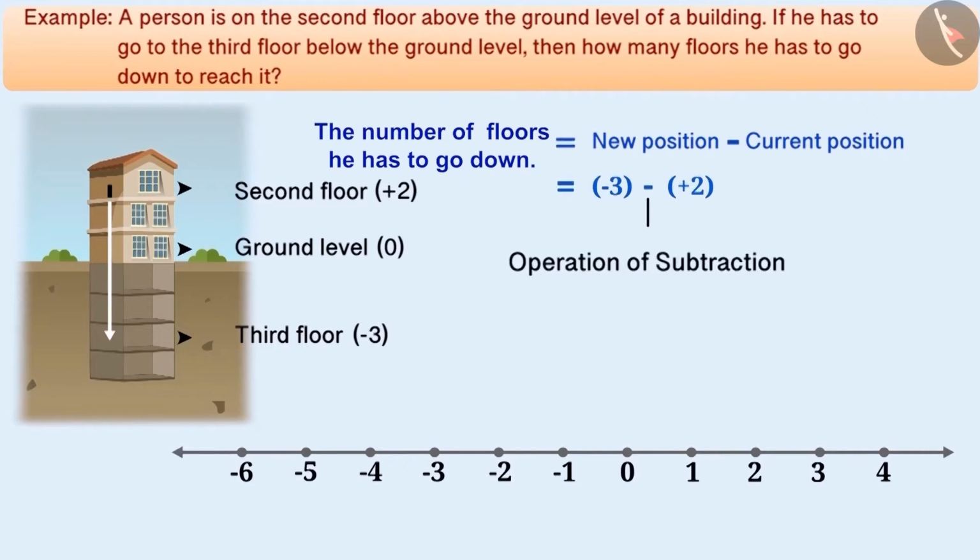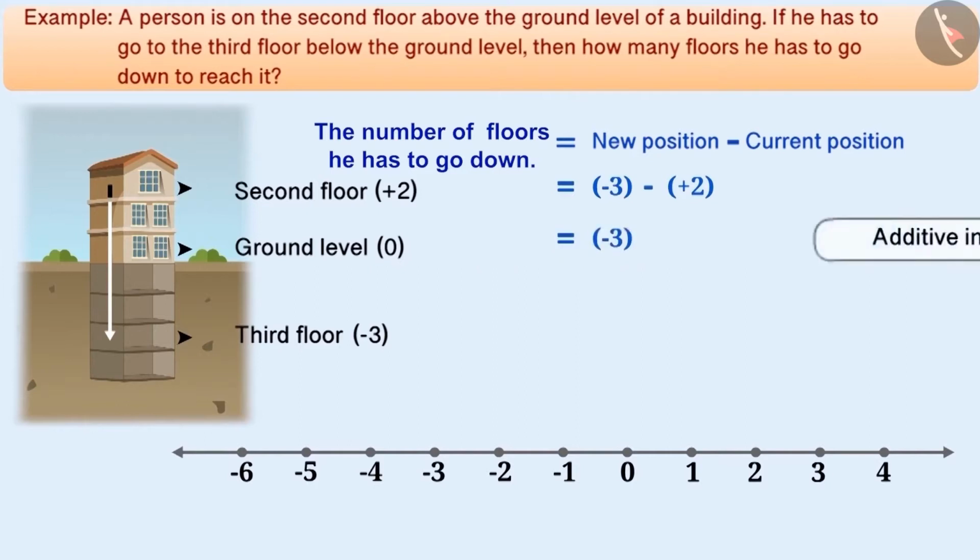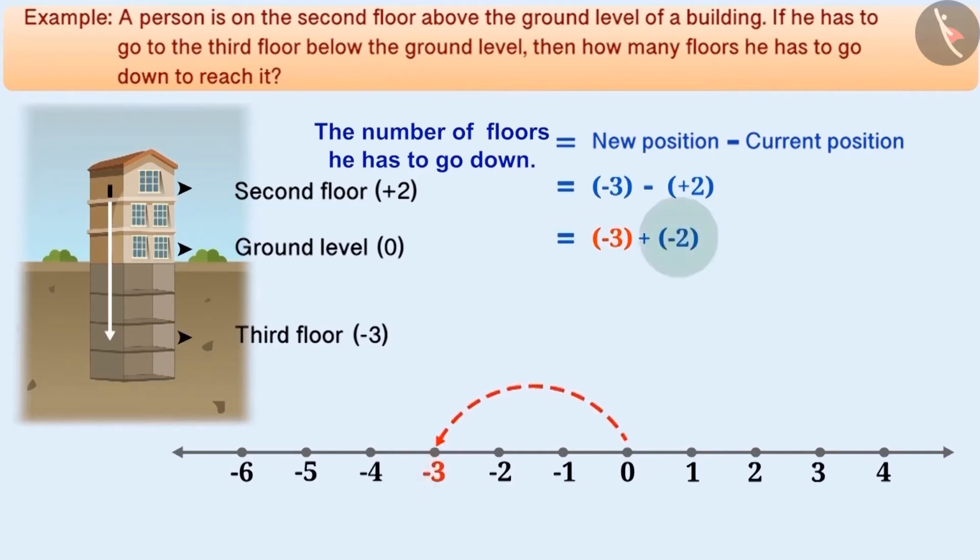Let me tell you, since we need to perform the operation of subtraction, we will first convert it into the operation of addition. To do so, we add the additive inverse of +2 to -3. To solve this, we will draw a number line of integers. The first number is -3, so we move 3 steps to the left of 0. The other number is -2, so we move 2 steps to the left of -3. By doing so, we reach -5.